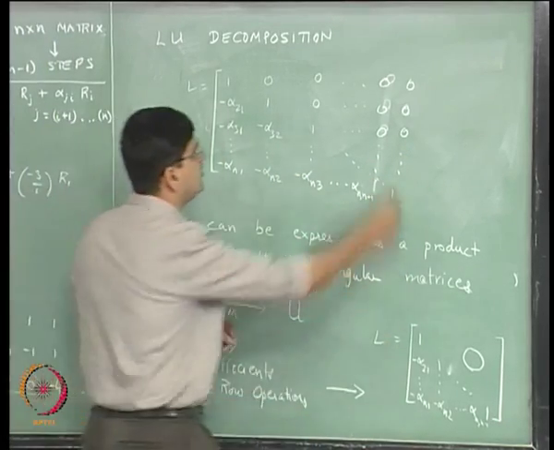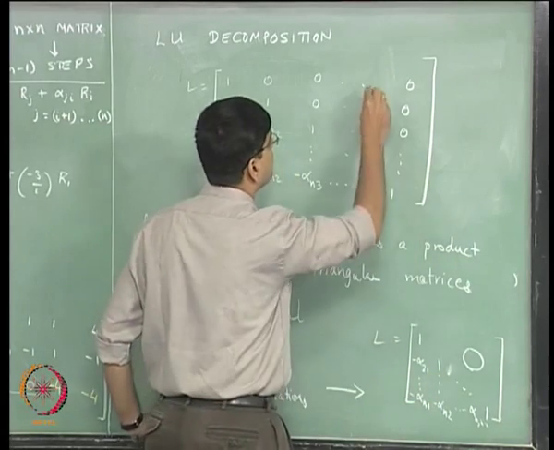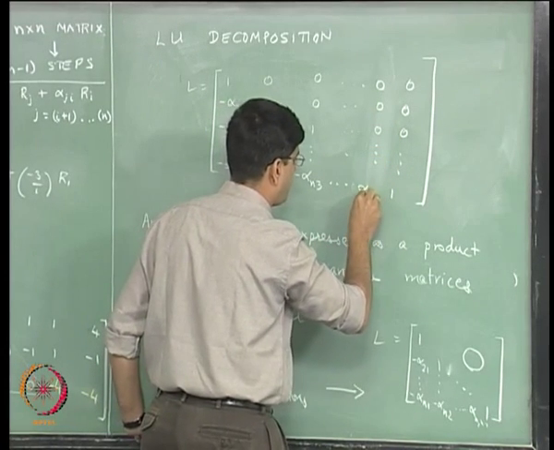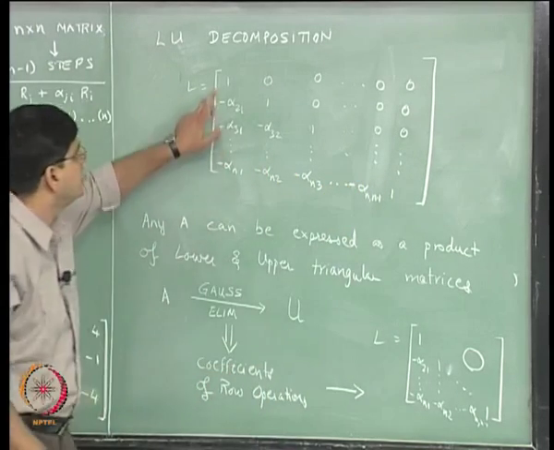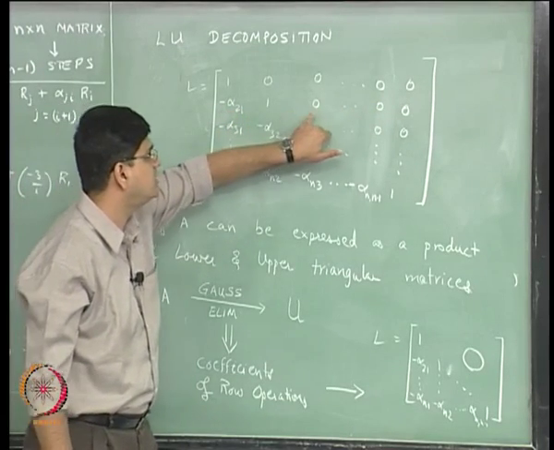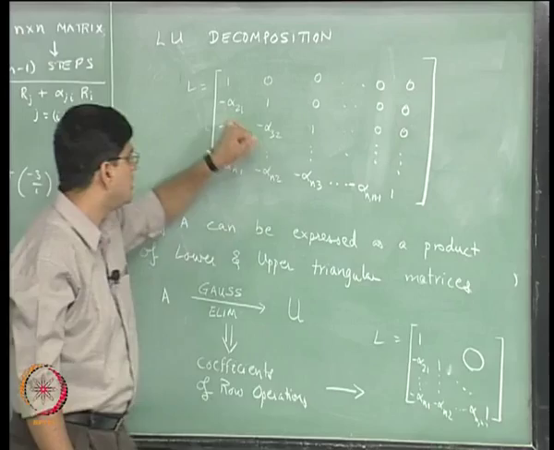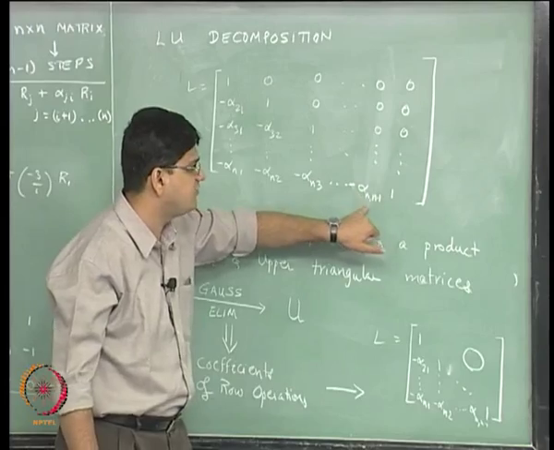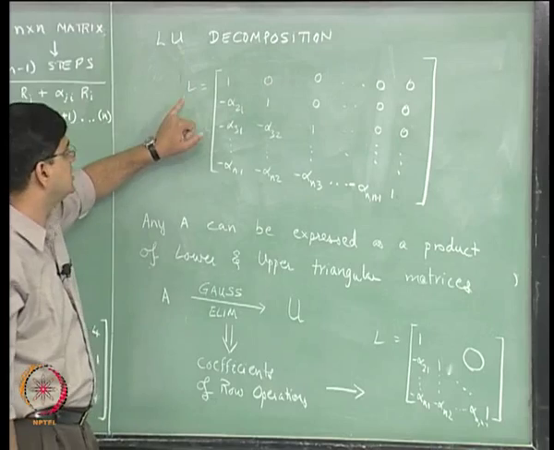Okay. So, this is what we will get. 1 0 0 0 0, minus alpha 2 1, 1, 0 0 0, minus alpha 3 1, minus alpha 3 2, 1 0 0 0, and so on up to minus alpha n 1, minus alpha n 2, minus alpha n 3, up to minus alpha n n minus 1, and ending with the number 1. Okay. So, this is the lower triangular matrix.